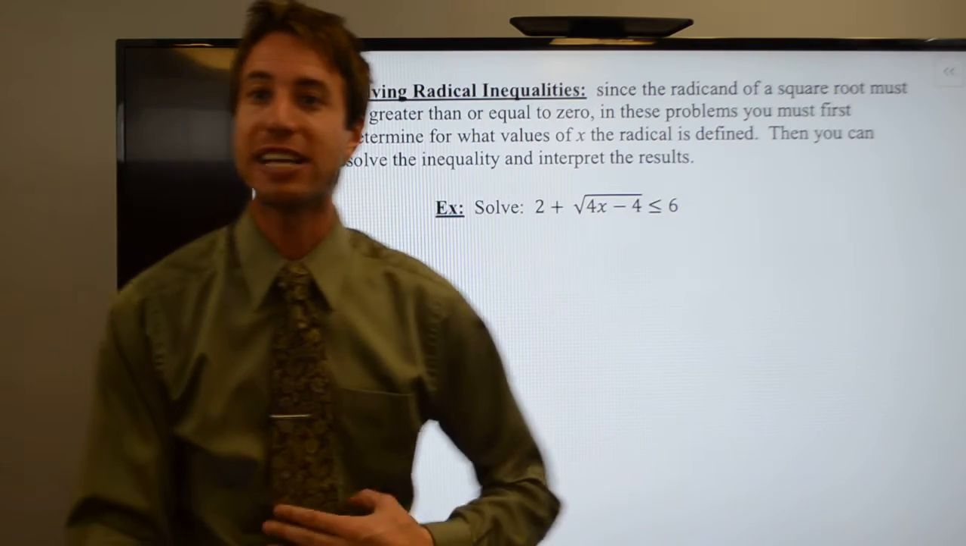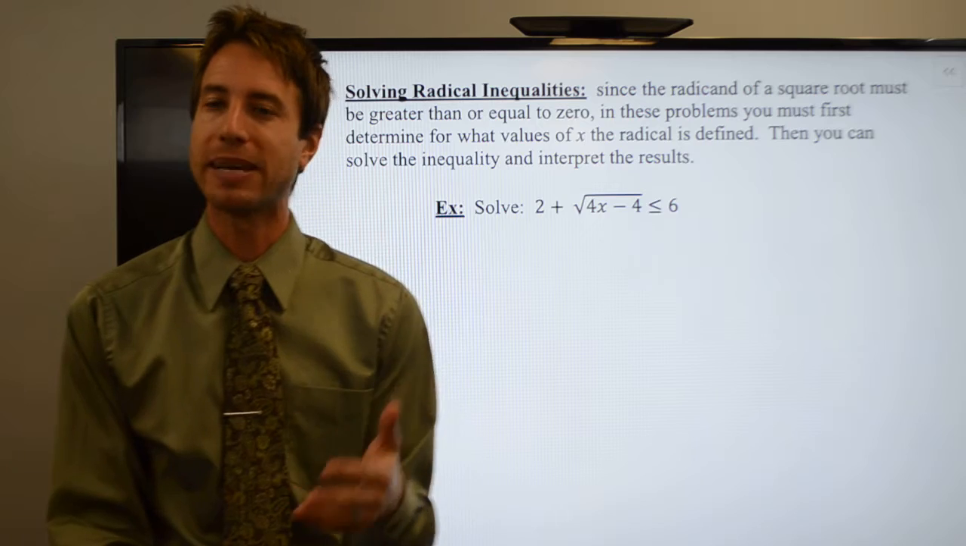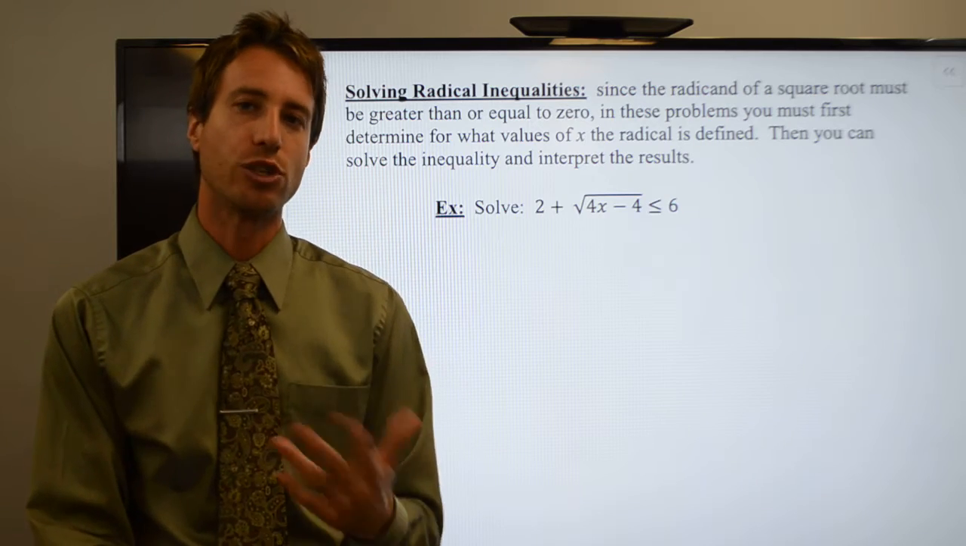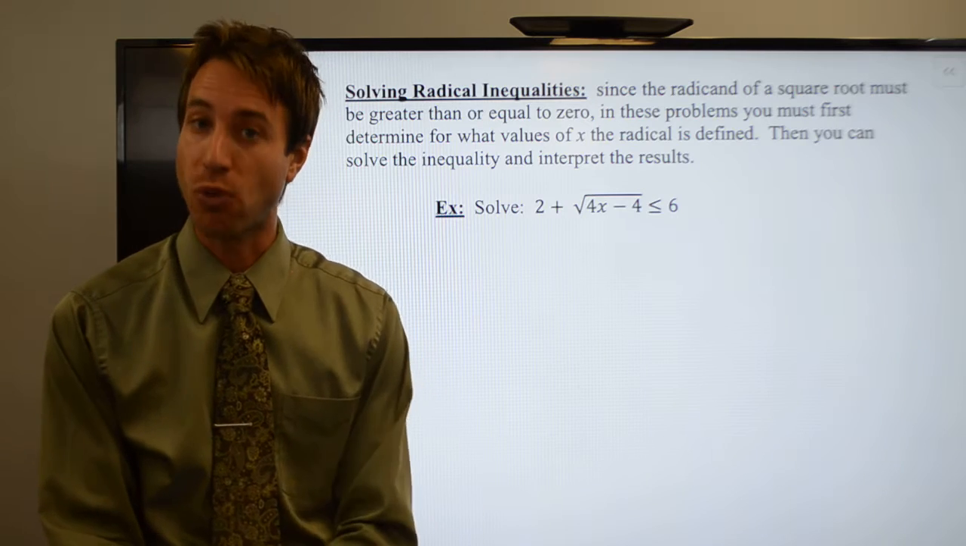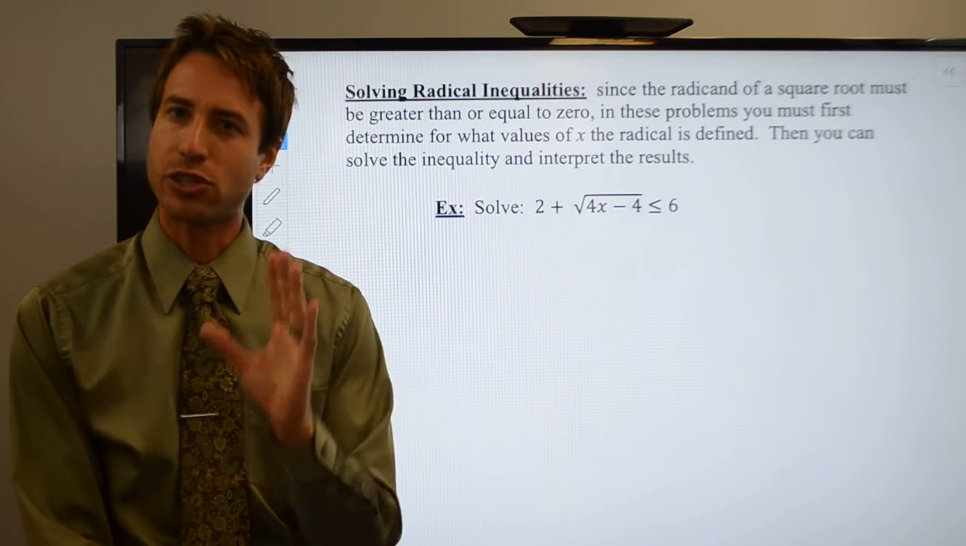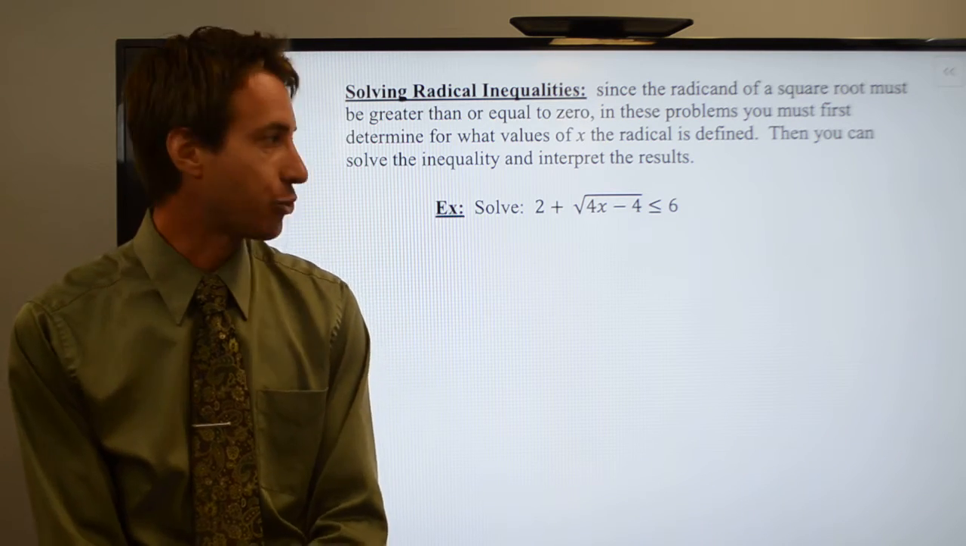Alright guys, welcome to this page of the notes. What we're doing here is we're going to begin taking a look at that second objective, which is going to be solving inequalities where you have a radical in the inequality. There's a couple of things I would like to remind you of.